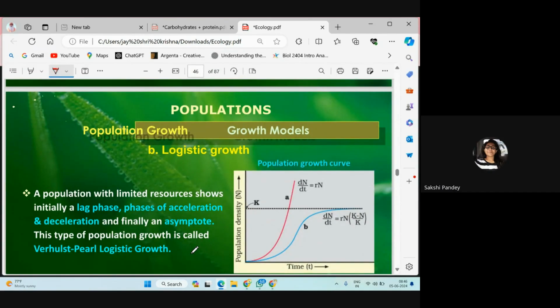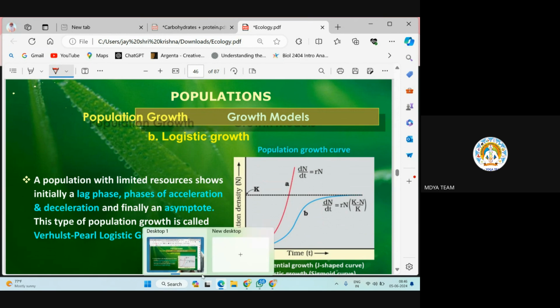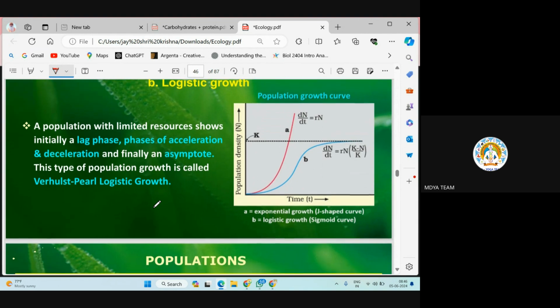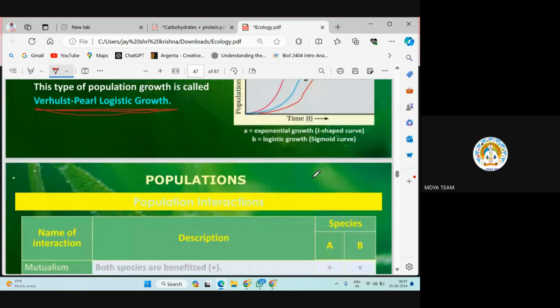Yes, sir. Okay. Now, this you don't need to remember. This is Verhulst-Pearl logistic growth. You need to remember this name and the sigmoid growth curve. This curve you need to remember.